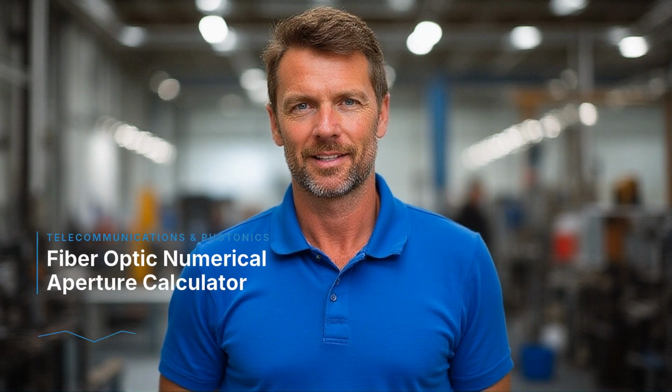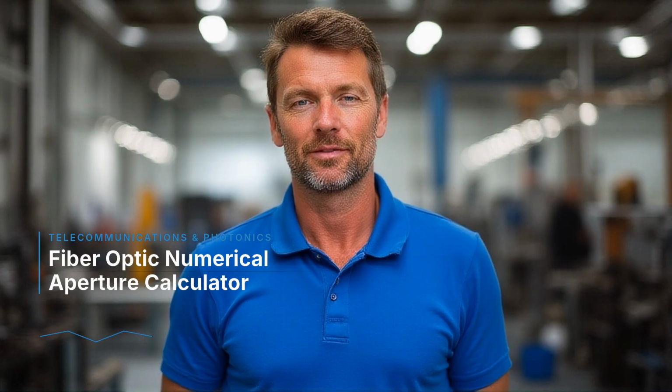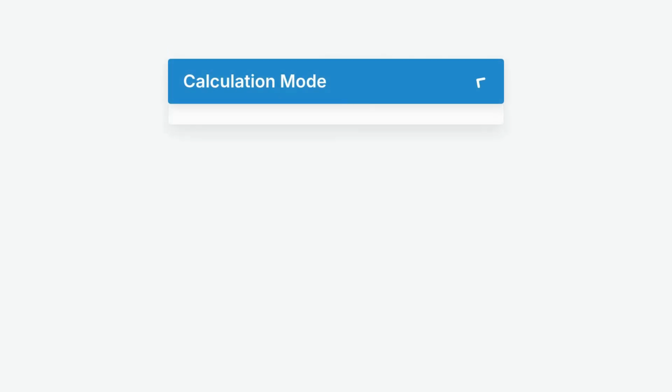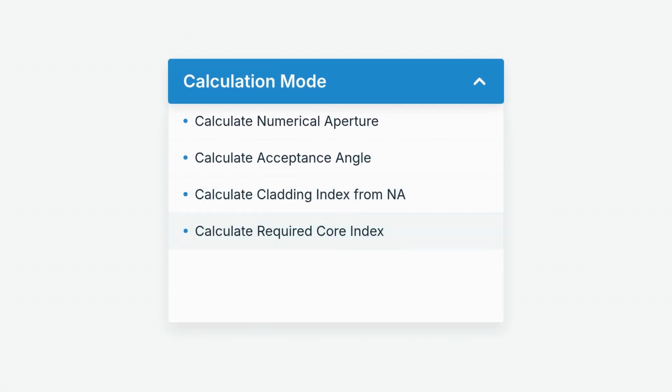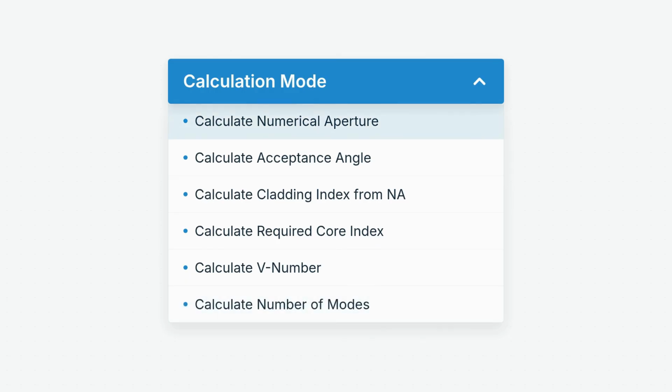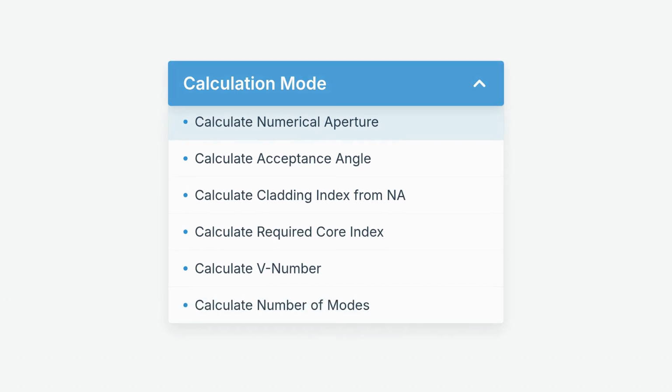This is the Fiber Optic Numerical Aperture Interactive Calculator, which solves critical optical fiber parameters for telecommunications and photonics applications. The calculator has a calculation mode dropdown with 6 options: calculate numerical aperture, calculate acceptance angle, calculate cladding index from NA, calculate required core index, calculate V number, and calculate number of modes.